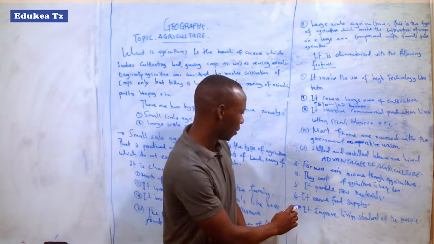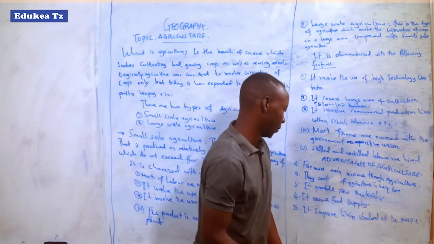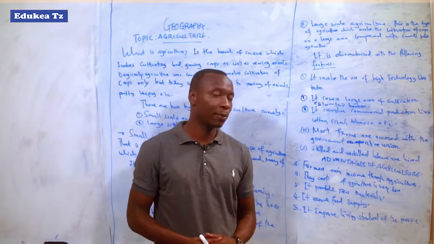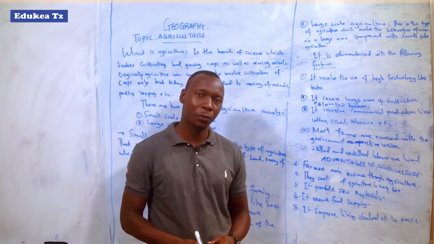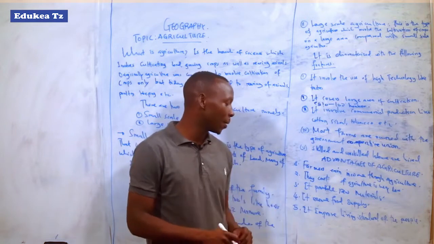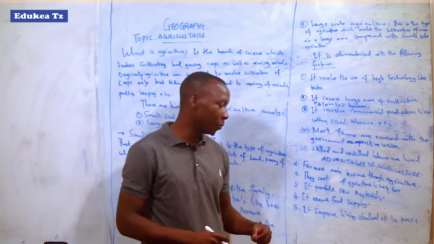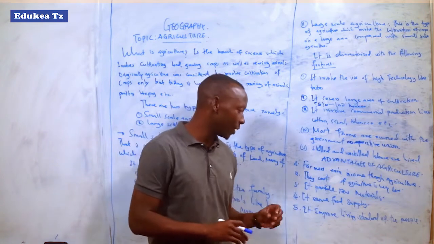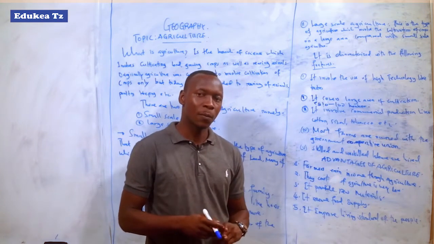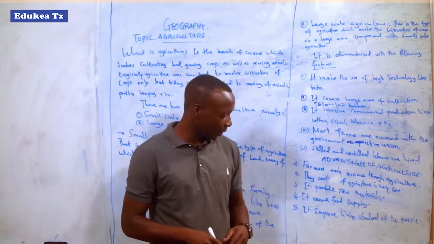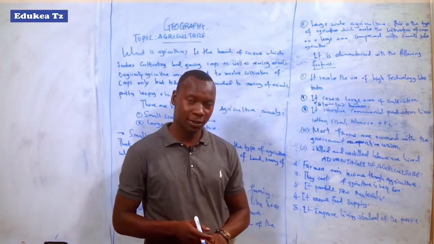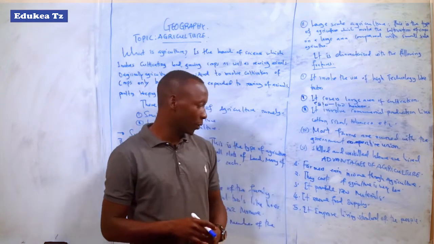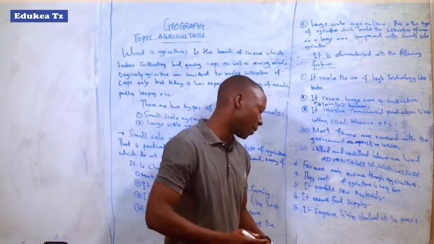Another is that it provides raw materials. Yes, agriculture provides raw materials, for example cotton, sisal and other materials through cultivation. After being harvested, these raw materials are sent to the industries, where they are processed, like in the textile industry, where clothes are produced from these raw materials. So after looking at this point, let us see point number 4.